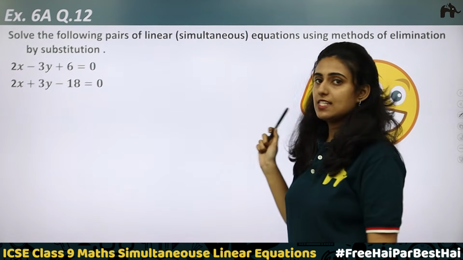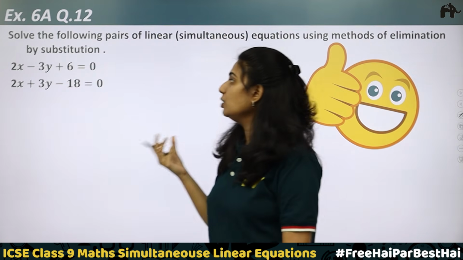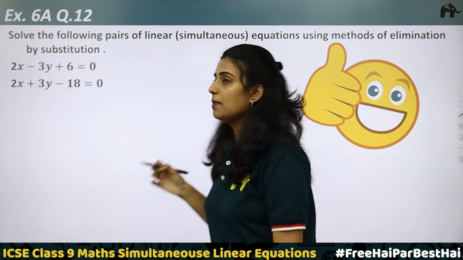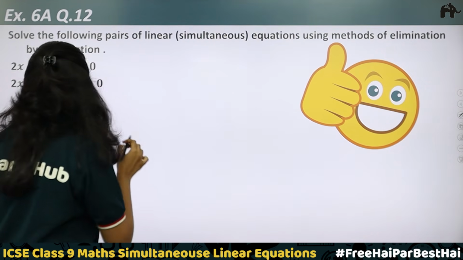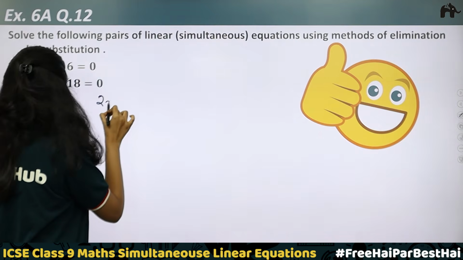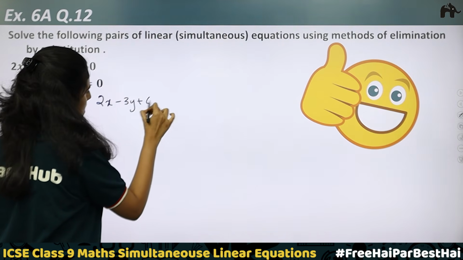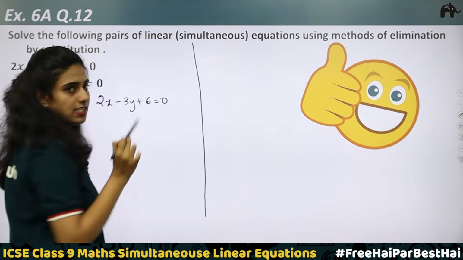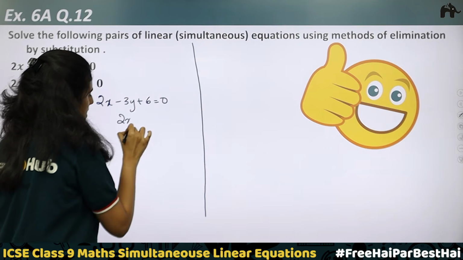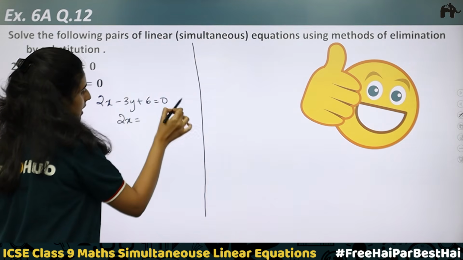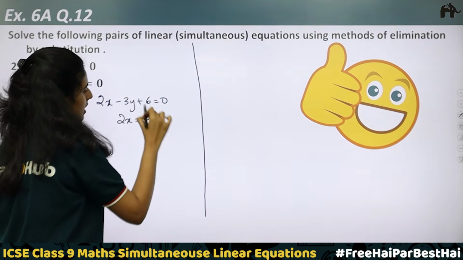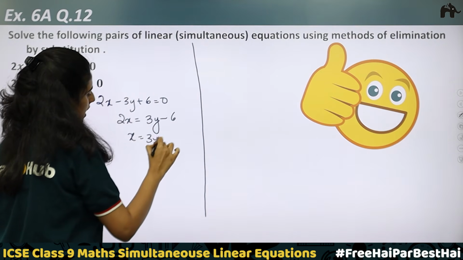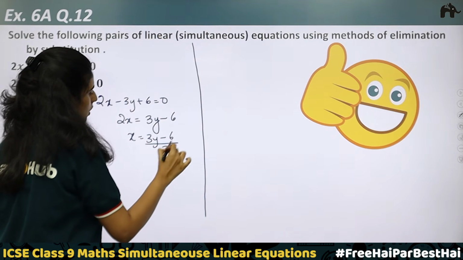Question number 12 of exercise 6a. First equation 2x minus 3y plus 6 is equal to 0. Second equation 2x plus 3y minus 18 is equal to 0. So take the first equation, 2x minus 3y plus 6 is equal to 0. Here, what is x then? We can write 2x is equal to minus 3y taken to the right hand side, it becomes plus 3y, plus 6 when taken, minus 6. So x is equal to 3y minus 6 divided by 2.